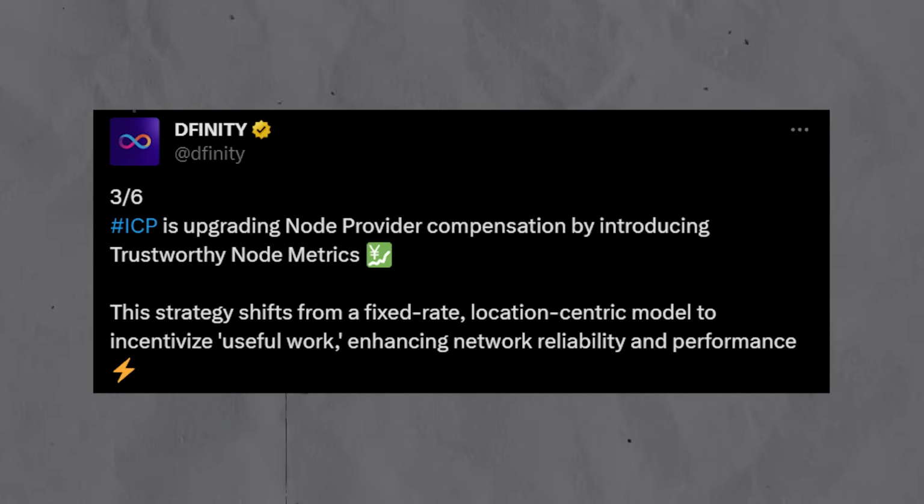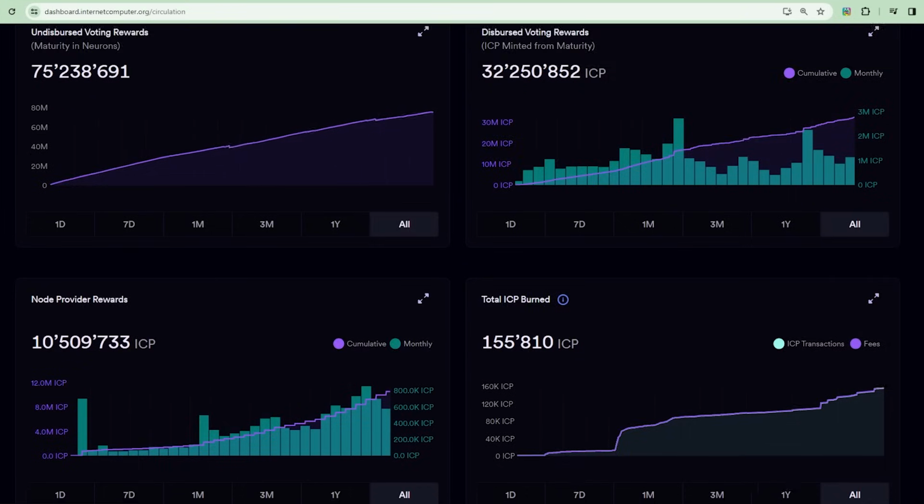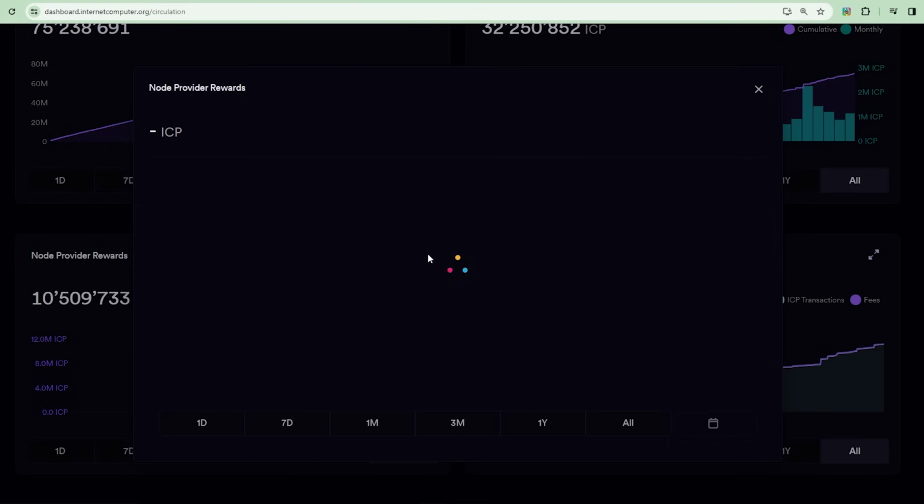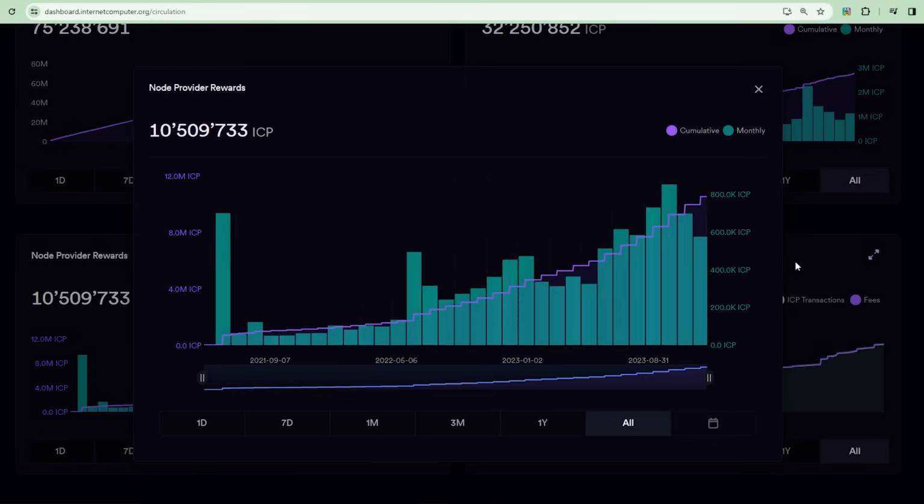The ICP node provider compensation shifts from a fixed rate location-centric model to incentivize useful work, enhancing network reliability and performance. From my understanding, this will lower some of the ICP inflation, or at the very least, maximize the performance of the network, and either of those two choices is great news for the Internet Computer.